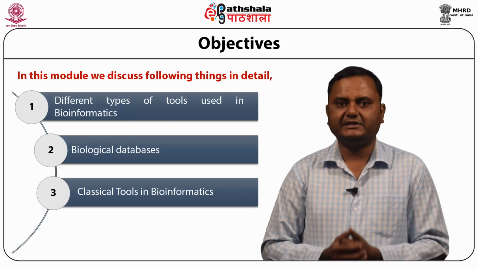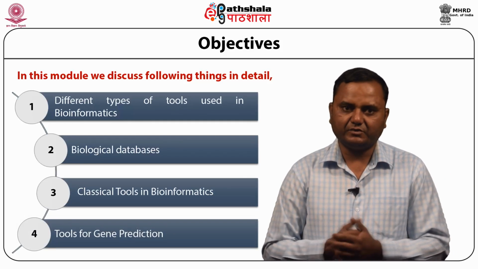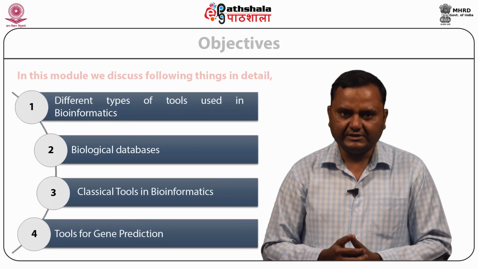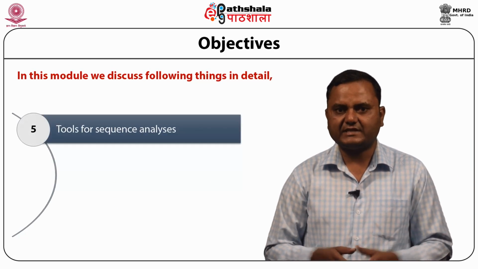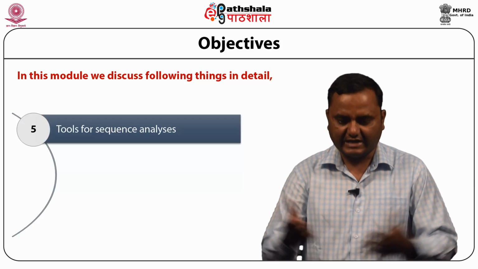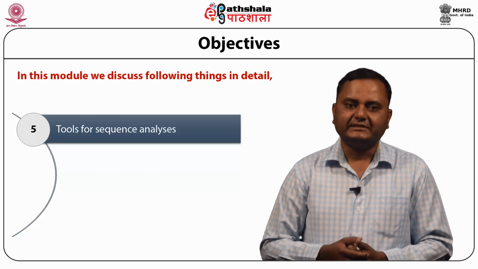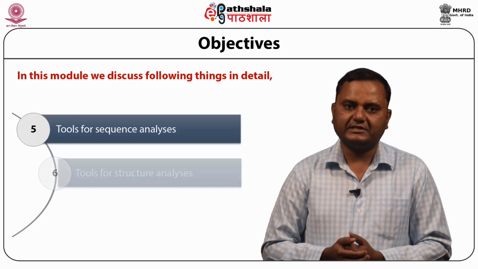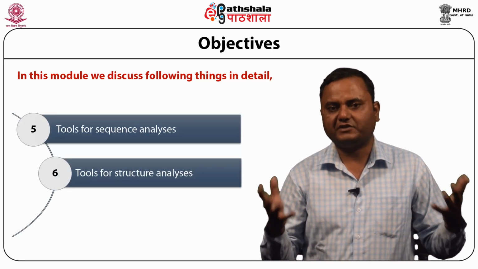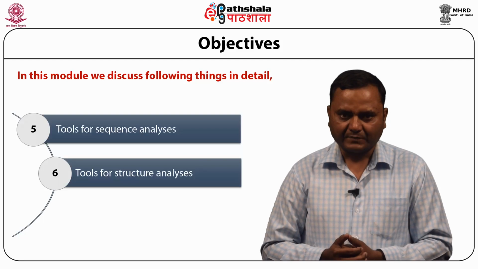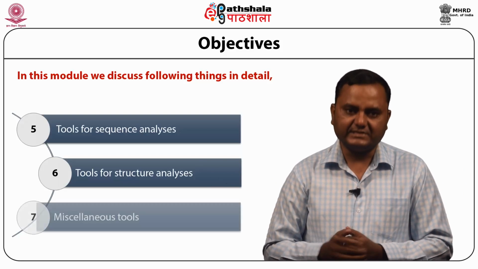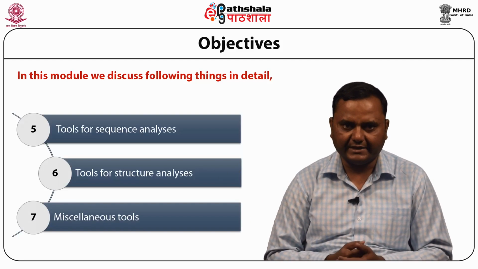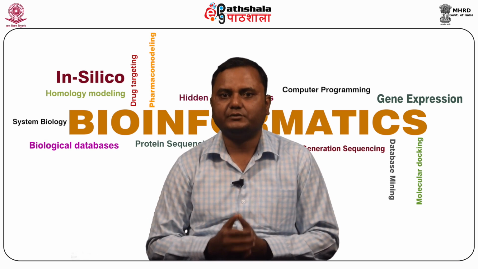For example, we discuss gene prediction tools, what tools are used to predict a gene. Then we discuss sequence analysis tools: how to compare the sequences, how to analyze the sequences, how to derive information from the sequences. Then we discuss structure analysis tools, how function is derived from the structure using the atomic coordinates of the molecule. And at last we discuss some miscellaneous tools used in bioinformatics, how the tools are actually utilized.